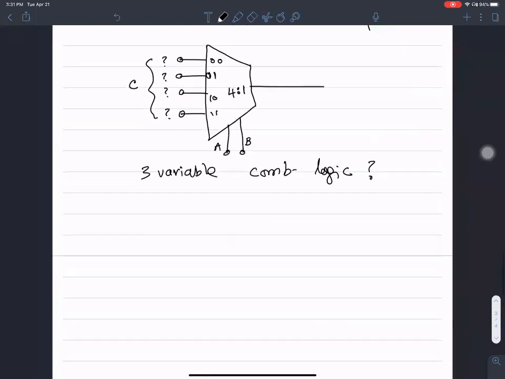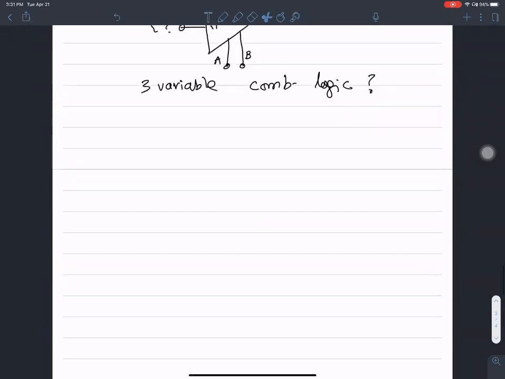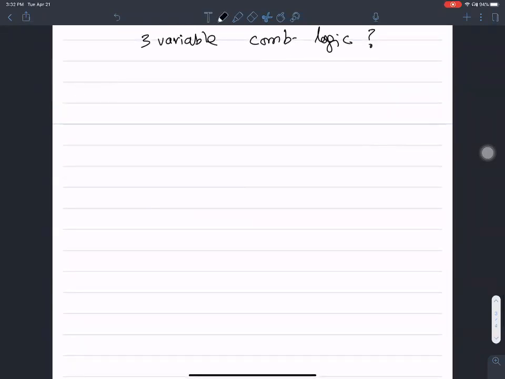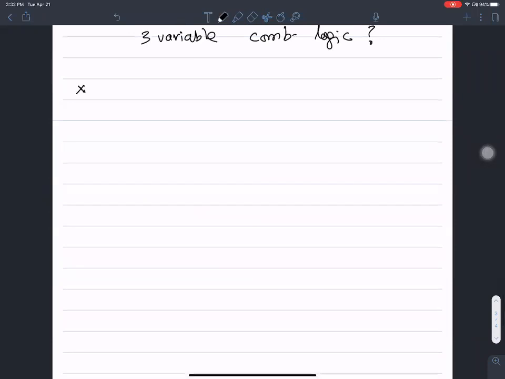Okay, in the exam, I may give you a 4 to 1 mux and a function that looks like this. Let's say I give you a function X1 is ABC plus AB naught C plus A naught B naught C naught. Okay, implement that using a 4 to 1 mux.